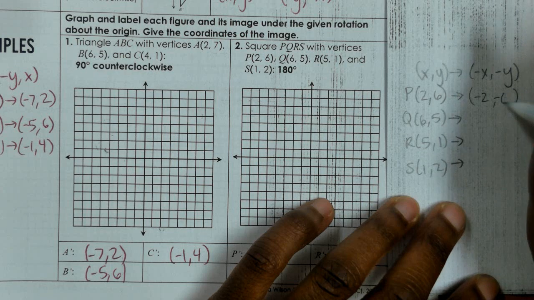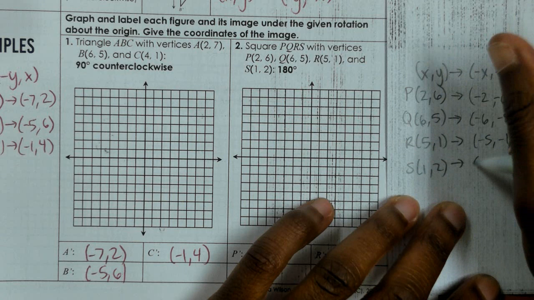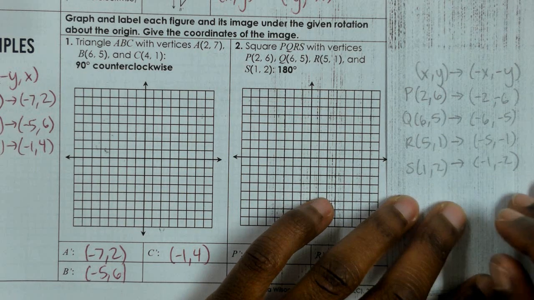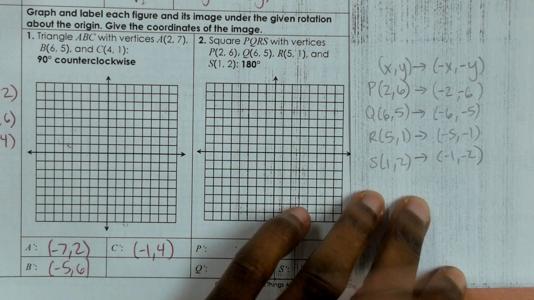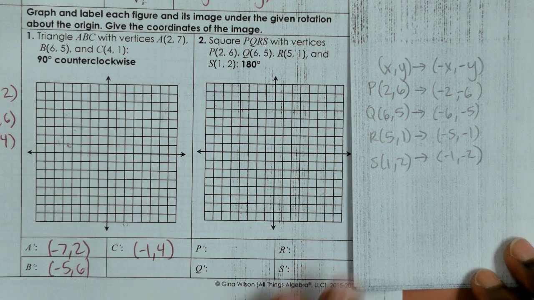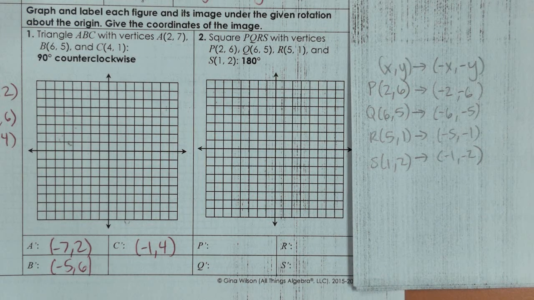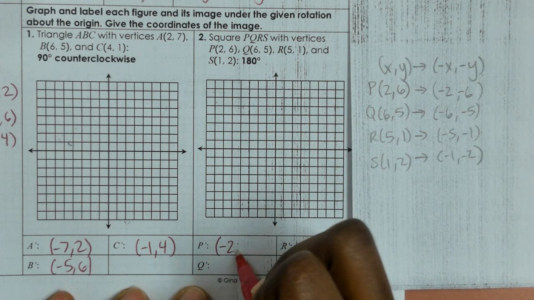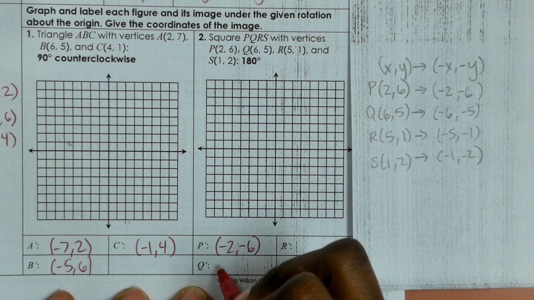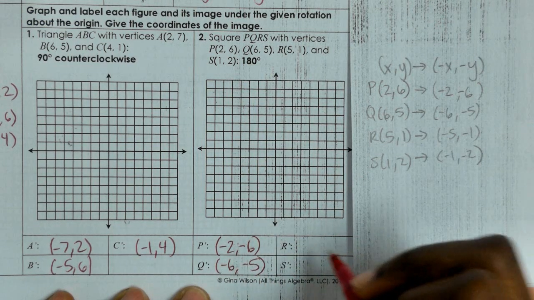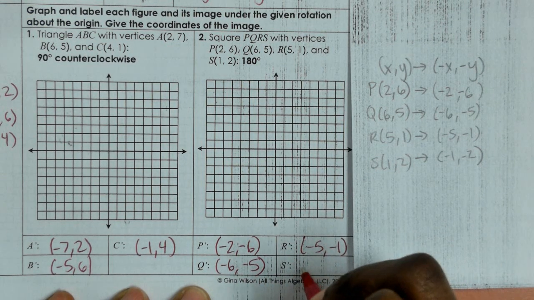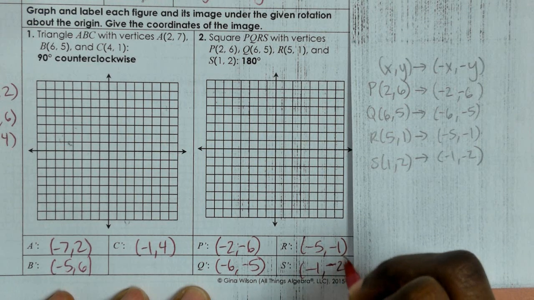So this is going to be (negative 2, negative 6), (negative 6, negative 5), (negative 5, negative 1), (negative 1, negative 2). Okay, so I just changed all of the signs. And those would be my answers I can write in the bottom. And then I'll do it the other two ways as well, so you can just make sure that you're good on all of that. So this is P was (negative 2, negative 6), Q (negative 6, negative 5), R (negative 5, negative 1), and S (negative 1, negative 2).